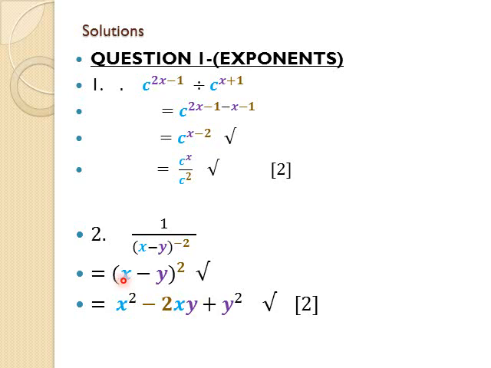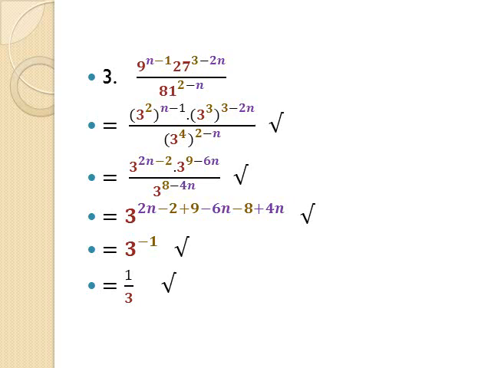From there, x times x gives me x squared. For the middle term, I say x times negative y times 2, which gives me negative 2xy. Negative times negative is positive, y times y is y squared. So 1 mark for making my negative exponent positive, and another mark for correctly multiplying out all 3 terms. Let's go to problem number 3.